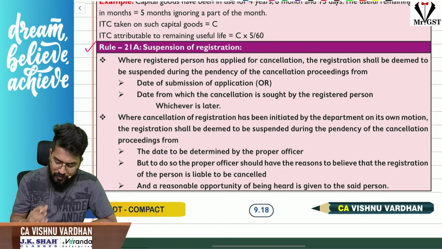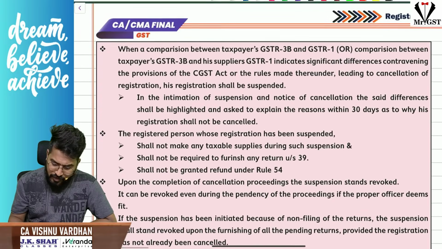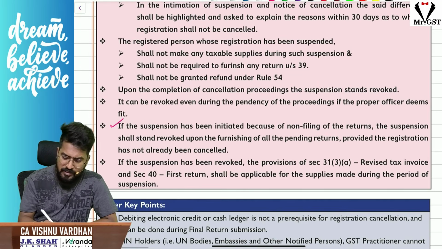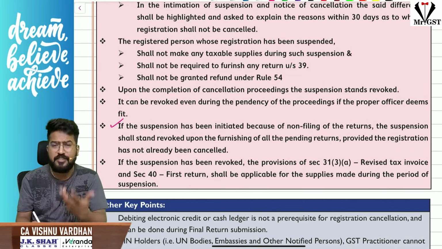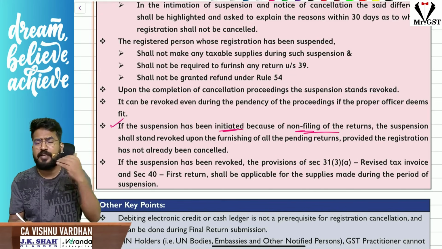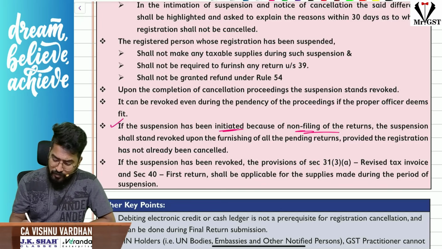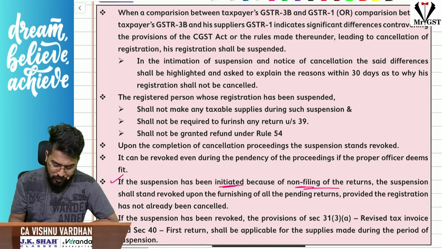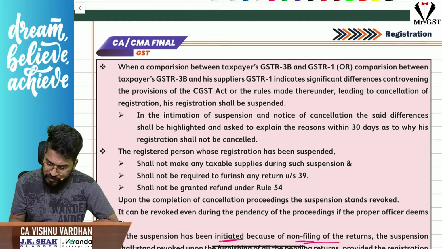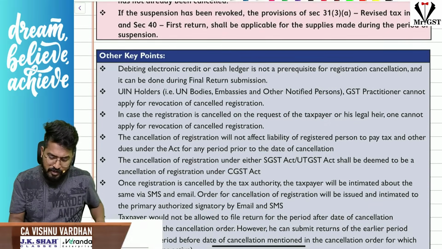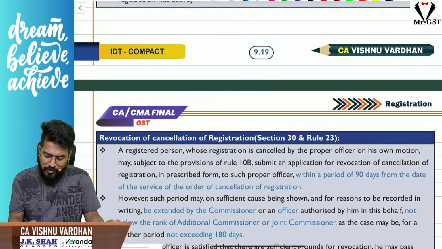That is with respect to cancellation here. Suppose your suspension or cancellation is initiated because of not filing the returns. Once you file all the pending returns, the suspension will automatically be revoked. That is another point. I think I have discussed all the points here. So that is with respect to suspension, and there are other small points, you can just go through those.